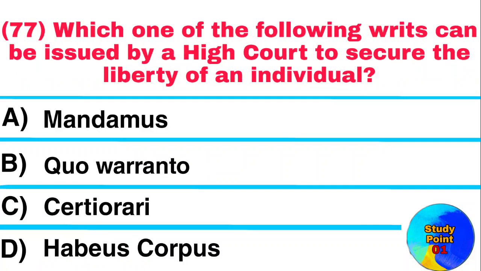Question. Which one of the following writs can be issued by a high court to secure the liberty of an individual? A. Mandamus. B. Quo warranto. C. Certiorari. D. Habeas corpus.